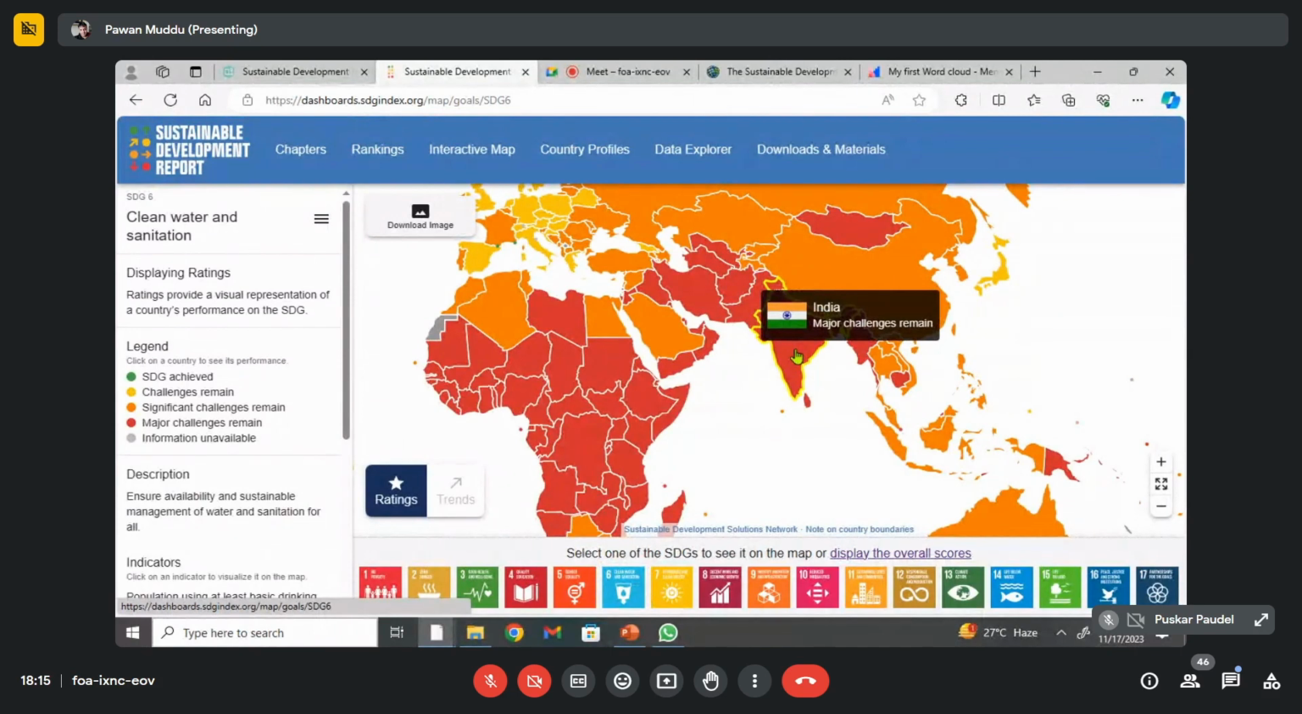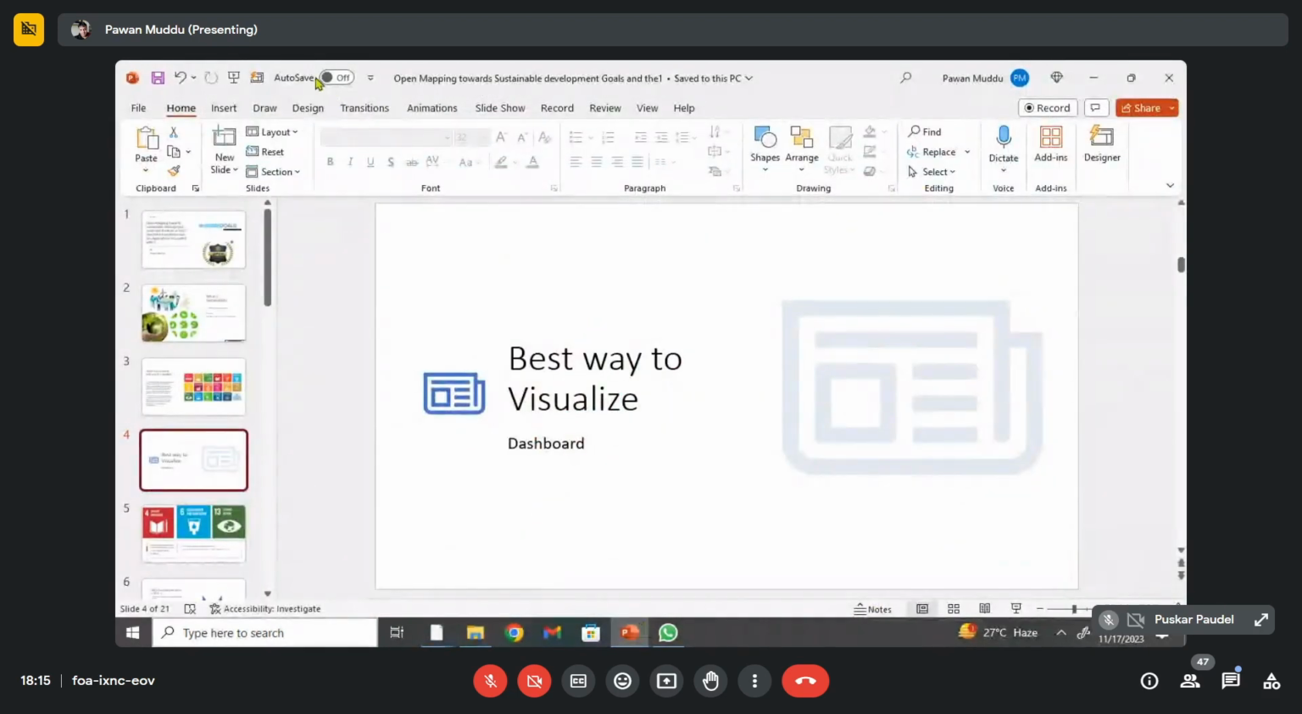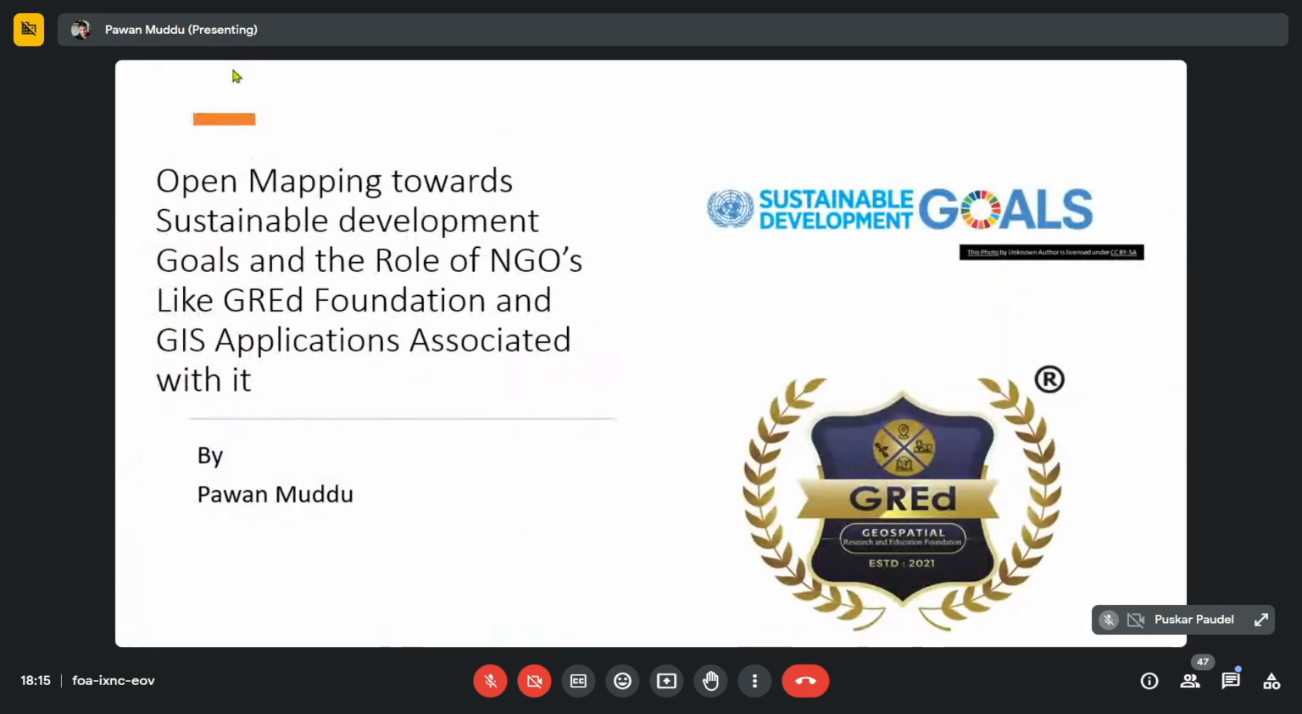Water, major challenges, right? And if you come to food security, major challenges. So major challenges do remain. We can say challenges or major challenges remain. And this is what this graphic shows. So now the question remains, when you're talking about something remaining, how we can help and how I can help with the foundation. So each one of you can do something or the other.